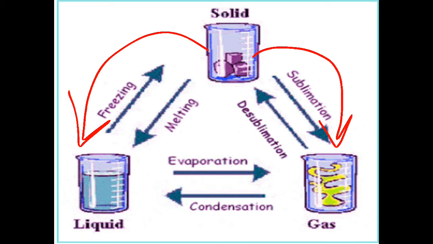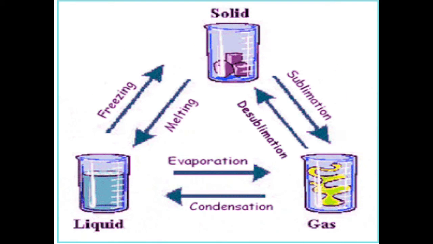Generally, the solids are melted when they are heated, like in this. When we heat solid particles, they absorb energy and they start behaving as liquid, meaning they are melting. And when we cool them, the liquid particles solidify again, which is called freezing.